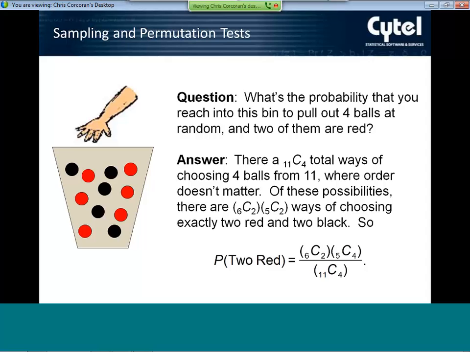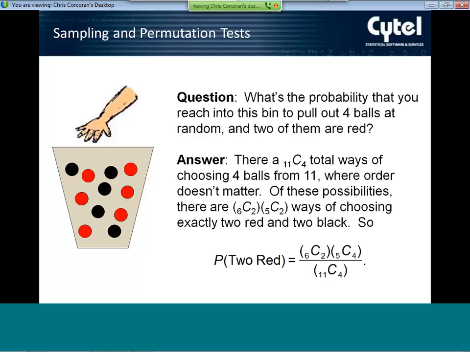So in other words, if I present you with this bin that contains some red balls and some black, here in this bin specifically we see 5 black and 6 red, and I ask you to reach into this bin and pull out 4 balls, the question here is, what's the probability that 2 of those will be red? Well, there are 11 balls total, and so that gives us 11 choose 4 ways of selecting 4 balls at random from 11, where the order of our selection doesn't matter. And this is what gives rise to what we know as the hypergeometric distribution.